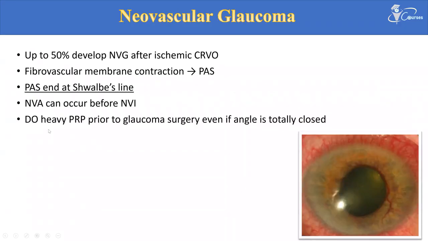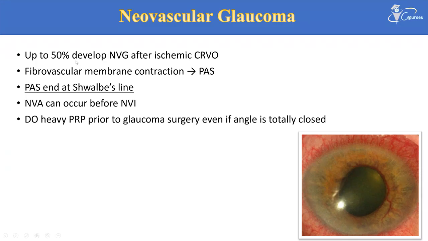Another cause of angle-closure glaucoma will be neovascular glaucoma. Neovascular glaucoma is simply the presence of anterior segment ischemia, which results from posterior segment ischemia. Most cases are due to central retinal vein occlusion or proliferative diabetic retinopathy. Other cases could be due to ocular ischemic syndrome or sickle cell retinopathy or other vascular retinal diseases.